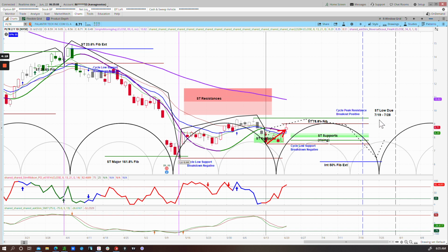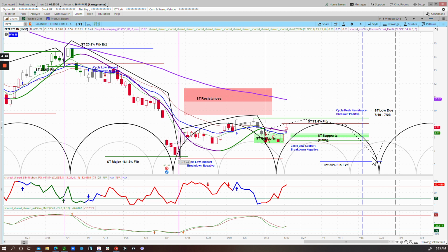Notice the dates over here when we are expecting it to bottom, July 19th to July 28th. Those dates fit right within the timing window back on the weekly chart, and that's why we would be expecting weakness in this cycle. This projects down to that 50% fib extension level from the weekly chart, and that is why we say not yet to Bank of America's upgrade.